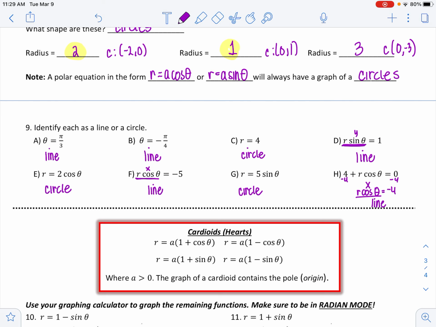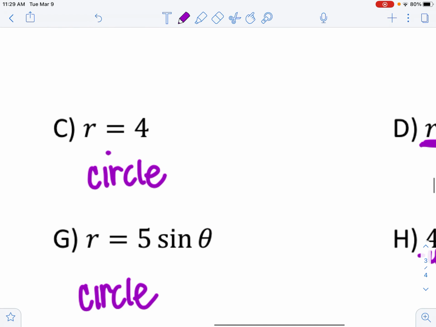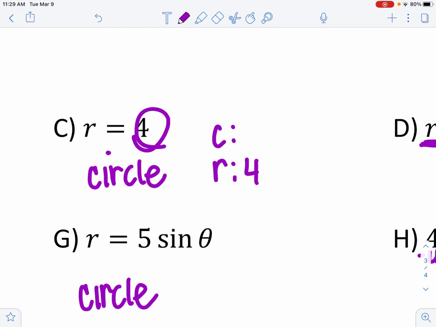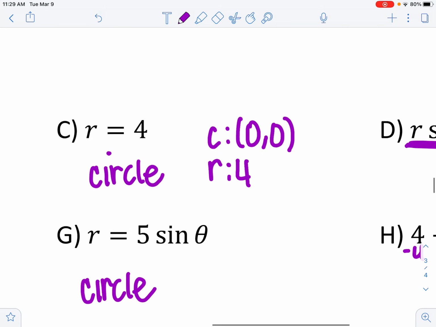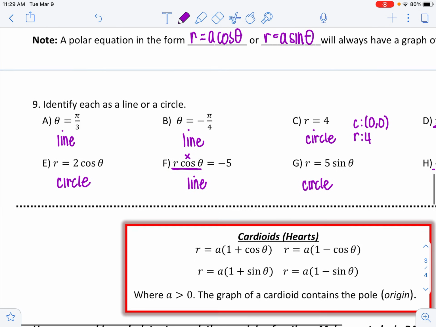All right, here's the follow-up question. There are 3 circles. I want to know what the center and the radius of the circle is. Okay, so let's go to this one right here. What's the center and the radius of the circle? The radius is 4. Okay, the radius is 4. What's the center? 0, 0. If it's r equals a number, the center is 0, 0.